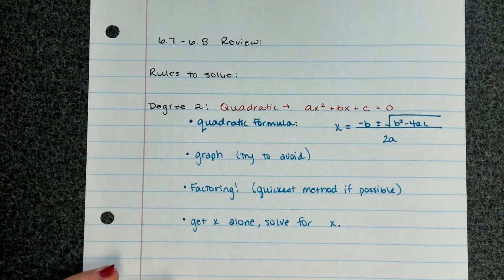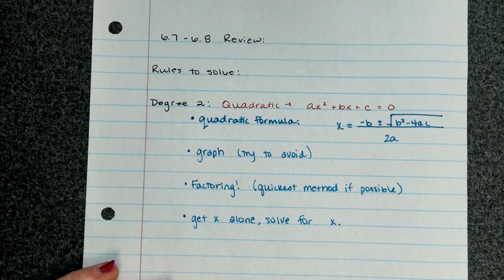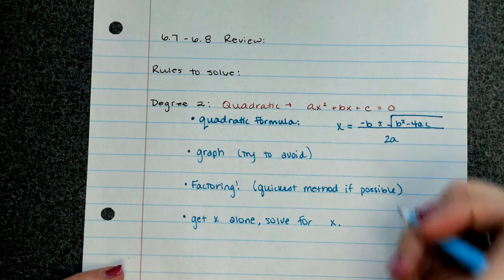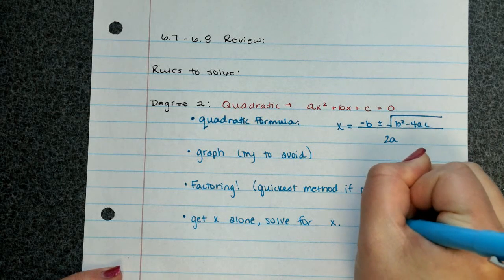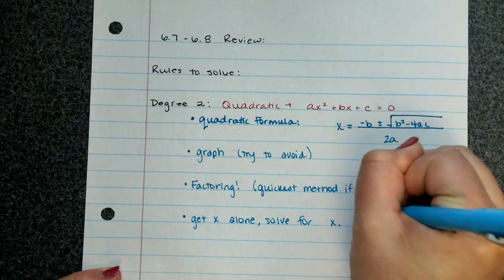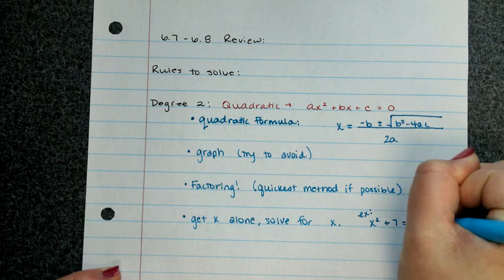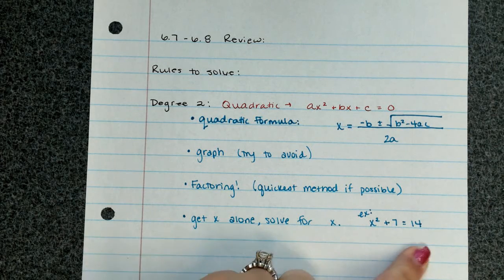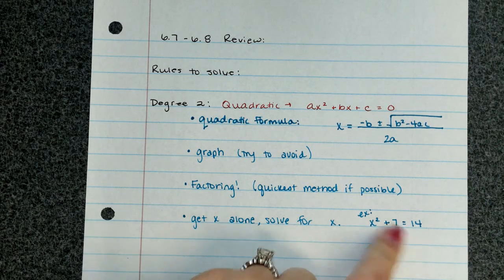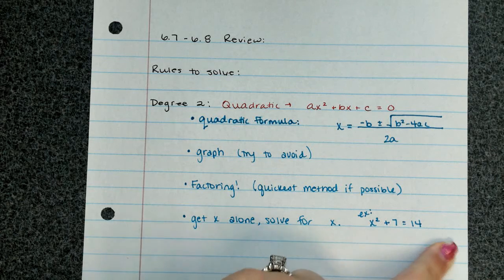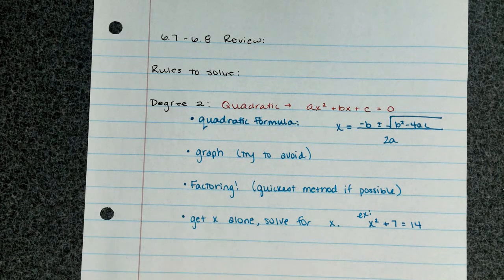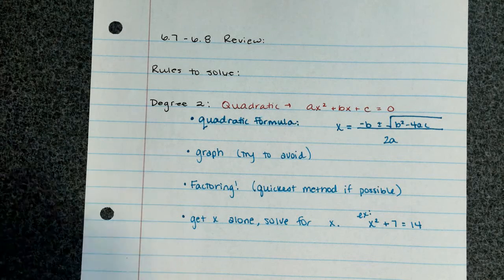This will only work if there's not an x term, if there's only an x squared term. So for example, if you had x squared plus 7 equals 14 or whatever, see how there's no x term in this? I can get x alone by subtracting what else is with it, then square rooting both sides. That will allow me to get x alone. Okay? Those are the 4 possibilities.